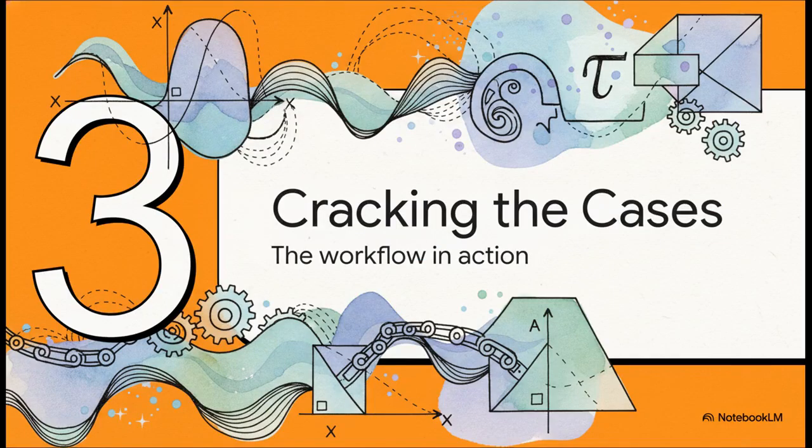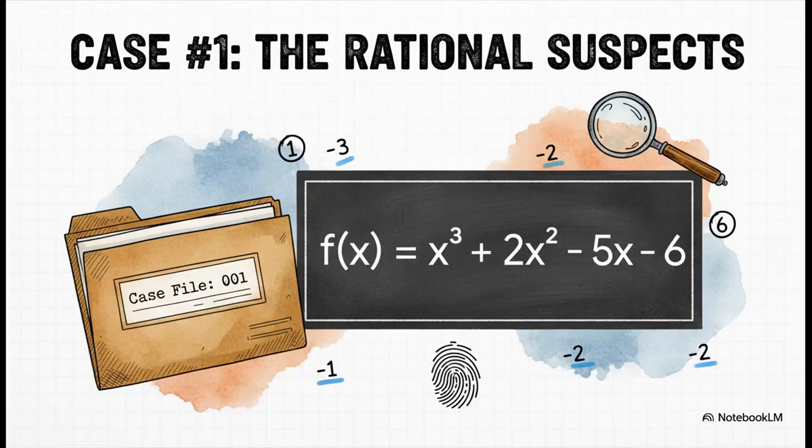All right, enough talk. It's time to see this thing in action. We're going to apply this workflow to 3 different cases, from a nice, straightforward one to a polynomial hiding those really tricky, irrational, and imaginary zeros. Our first case is a classic. It's a cubic polynomial, and all its zeros are nice, clean, rational numbers. This is the perfect warm-up to see just how powerful and efficient our workflow is.